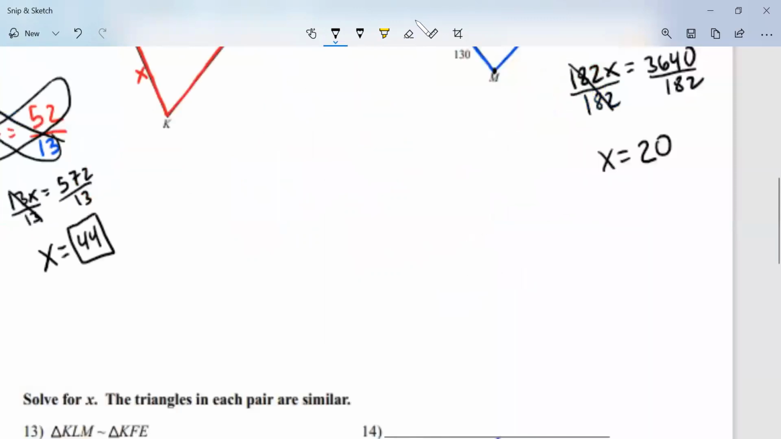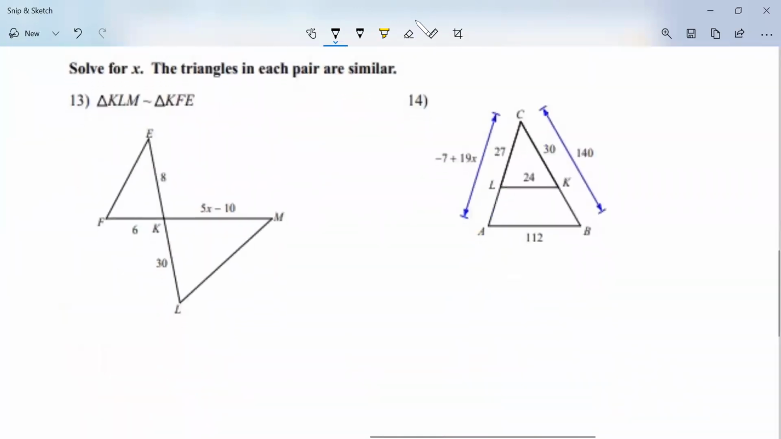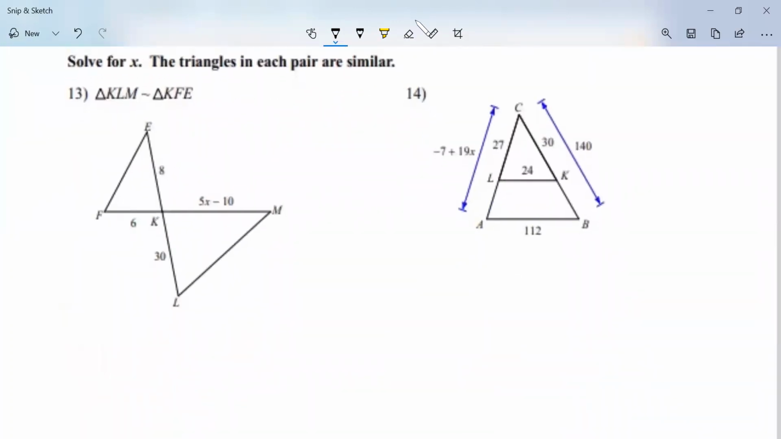Let's take a look now at question number 13. Still looking at similar triangles, but this gives us a hard time sometimes because we don't know which side is bigger, which side is smaller. So we had to use the notation. That's why number 13 on the beginning, I have a notation. Triangle KLM is similar to triangle KFE.